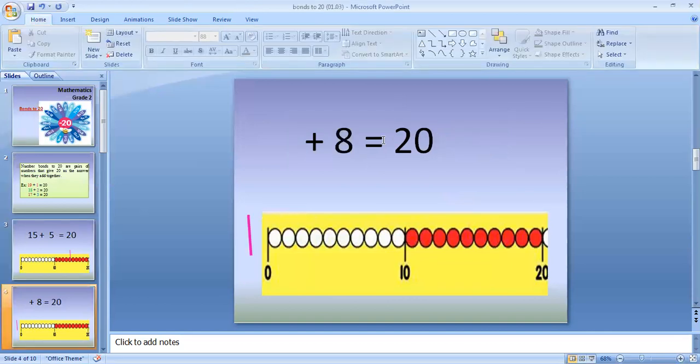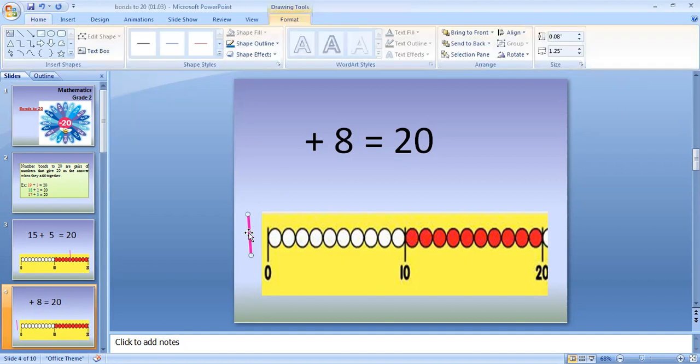Here I have one more example. This also says there is a blank plus 8 is equal to 20. So the answer is 20. I have 20 beads in my beaded line and I'm going to mark 8 beads on my beaded string because they have given 8 and we should find the balance. What we should add with 8 to make 20.